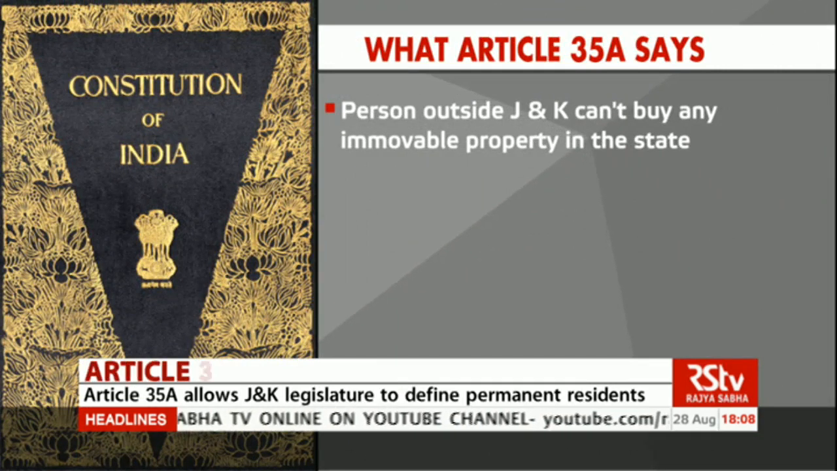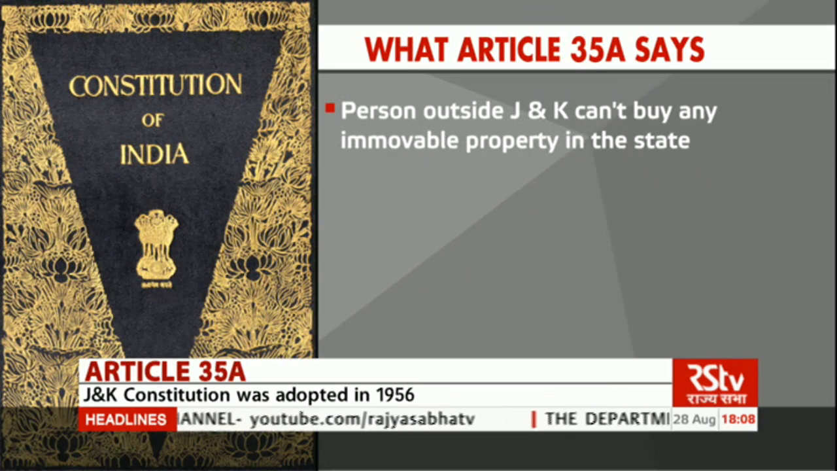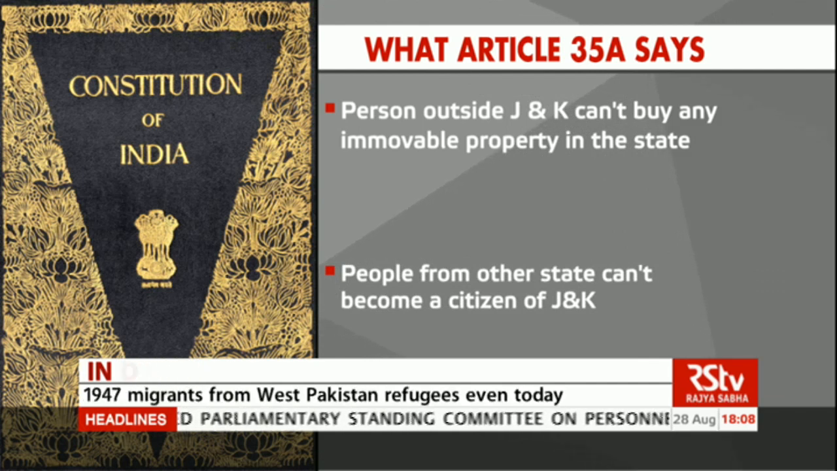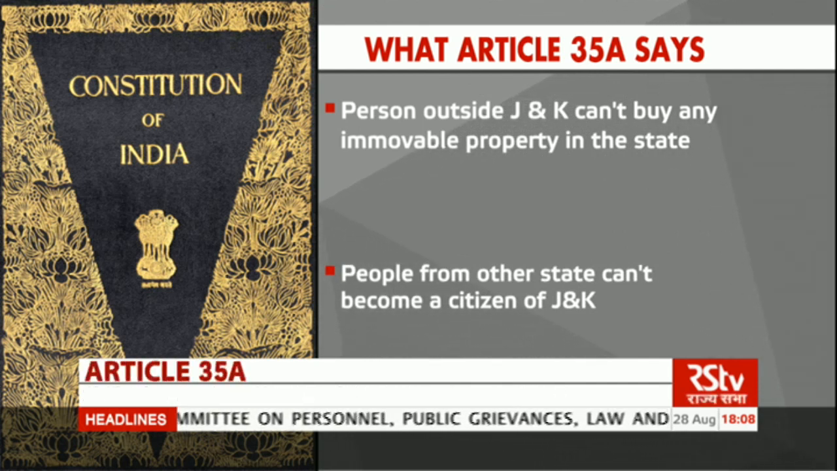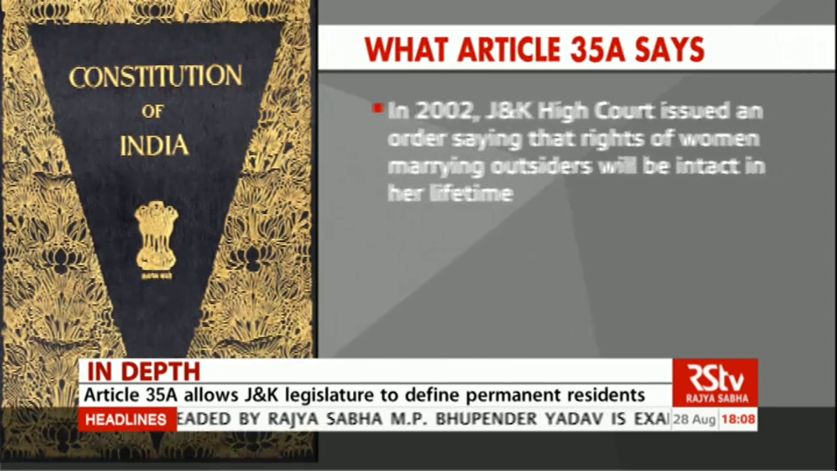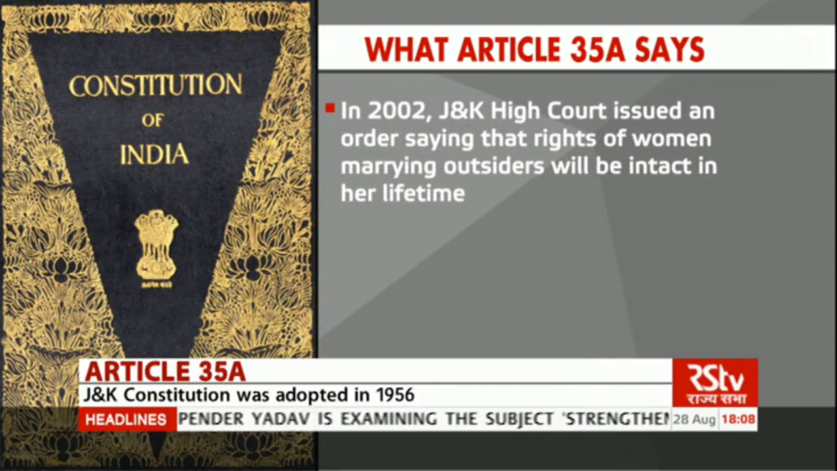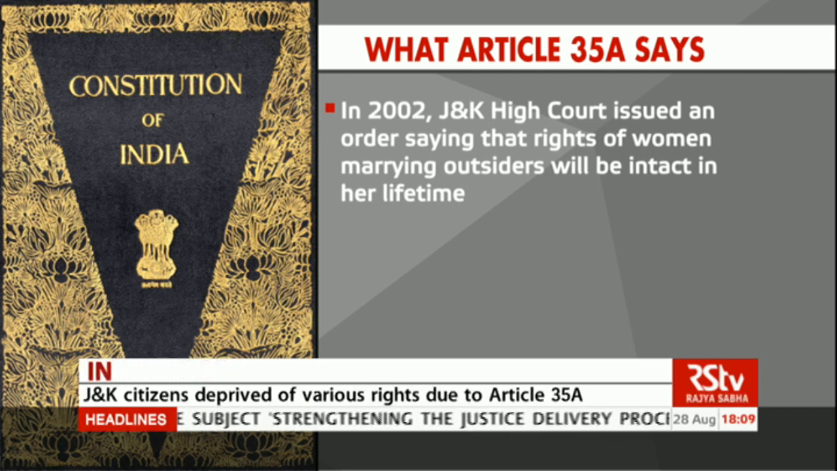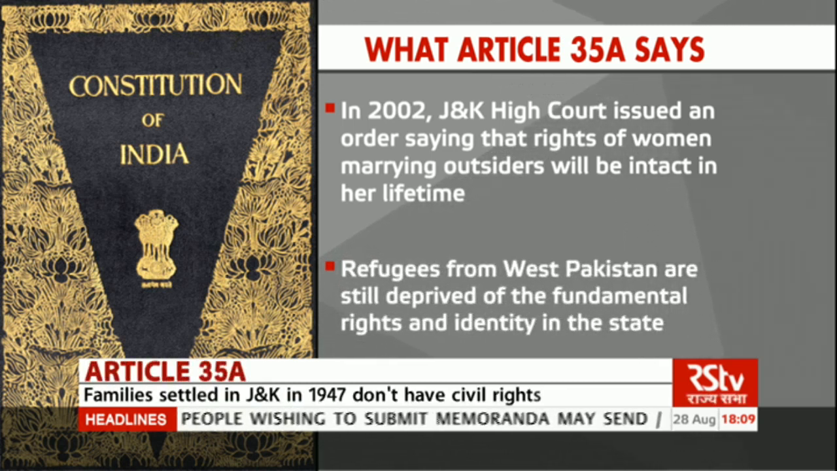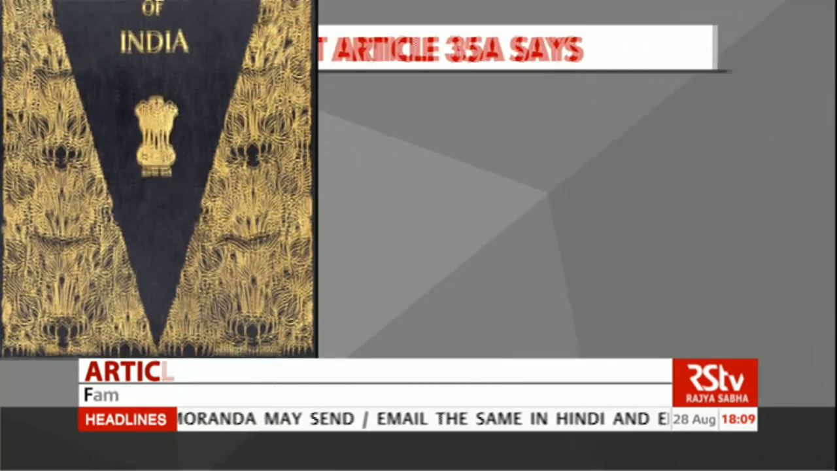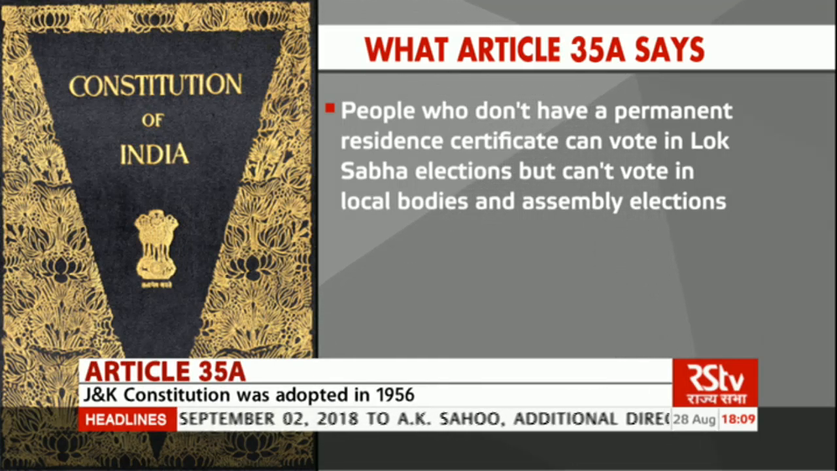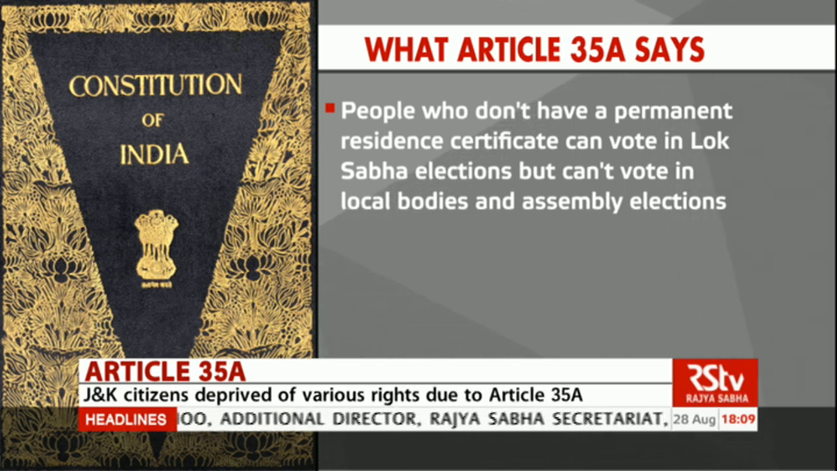According to Article 35A, a person outside Jammu and Kashmir cannot buy any immovable property in the state. Also, a person from another state cannot become a citizen of Jammu and Kashmir. Article 35A states that if a girl from Jammu and Kashmir marries an outsider, then she will lose all her rights. However, in 2002, the Jammu and Kashmir High Court issued an order saying in such cases, a girl's right will continue for life. Under Article 35A, refugees from Western Pakistan are still deprived of fundamental rights and identity in the state. People living in Jammu and Kashmir who don't have a permanent residence certificate can vote in the Lok Sabha elections, but can't vote in local bodies and assembly elections.